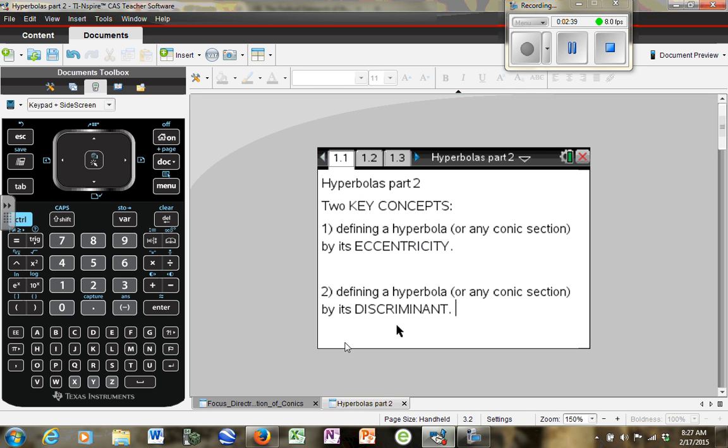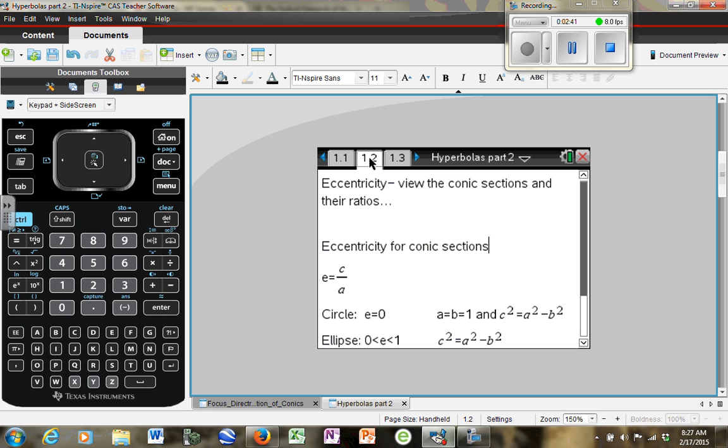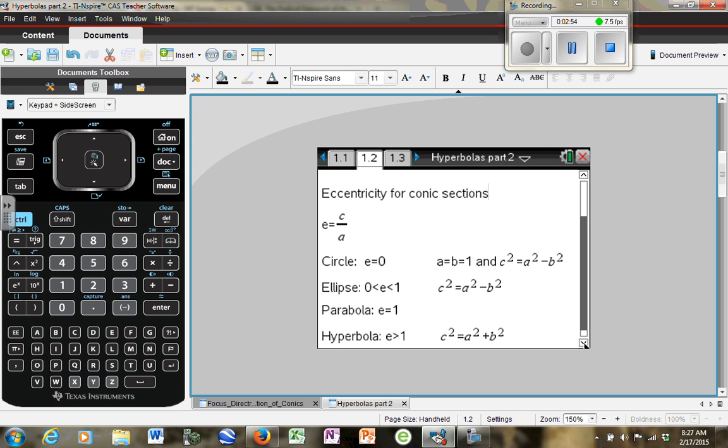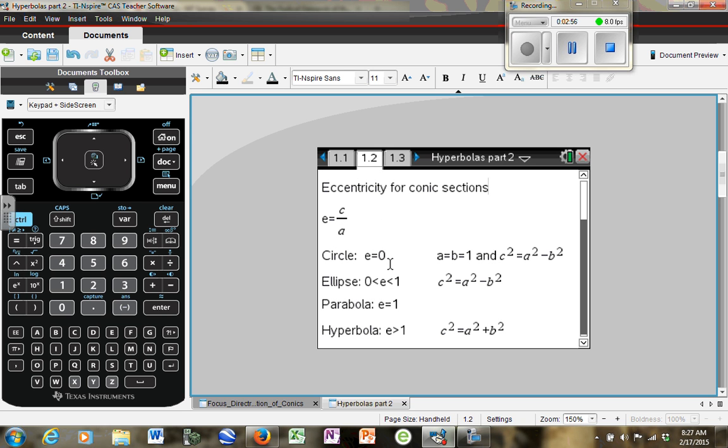So what we have here with these things is defined as c over a. That's when we're talking about the a squared plus b squared equals c squared relationship. So for circles, the eccentricity is 0, because for a circle, a is the same thing as b, and they're both equal to 1. And you think about it, 1 squared minus 1 squared would equal 0. So c equals 0. 0 over 1 is 0.